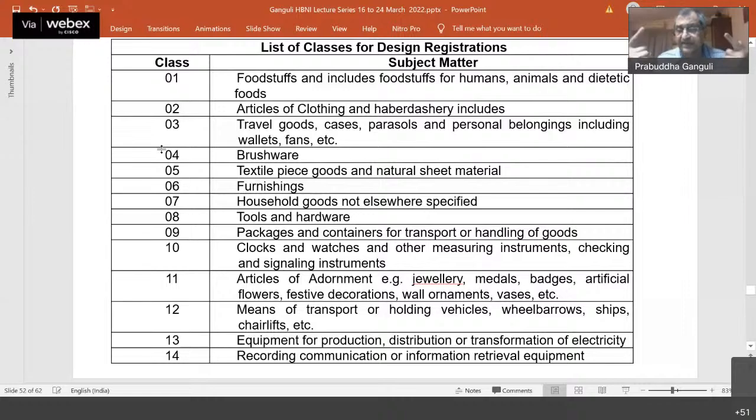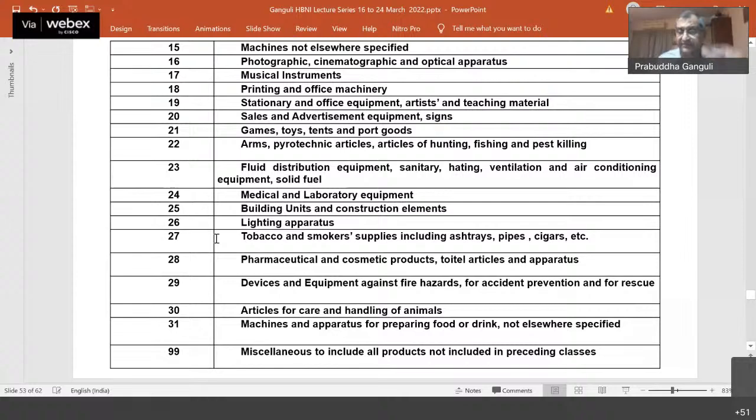Similarly, in design also, because of these classes, 1, 2, 3, you can see here each one of them up to 31. And there's a general one called 99, that if things are not covered in the 31, they come in the class of 99. So even designs, as they are filed in various countries and they are granted and registered in various countries, all these designs get classified along their class numbers. And therefore, if you want to do a search of design registrations in different databases, then class numbers again become very, very useful for us.